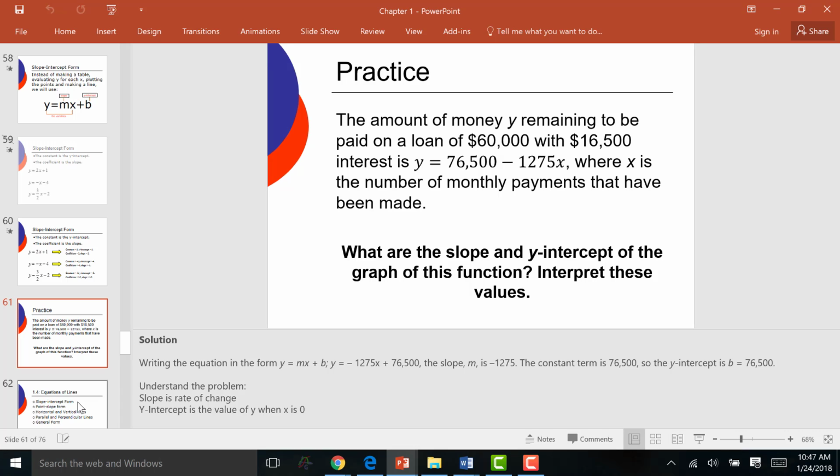So why do you think they wrote it out of order though? Why didn't they write it like this? Why didn't they write it as negative 1275x plus 76,500? They wanted you to see that you're going to subtract your monthly payment every single time. So they wrote it like this intentionally to say, I started out with $76,500 worth of debt to whatever bank or finance company, and you're subtracting 1275 times, what's X representing in this formula?